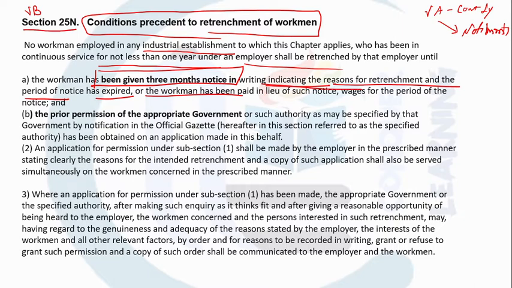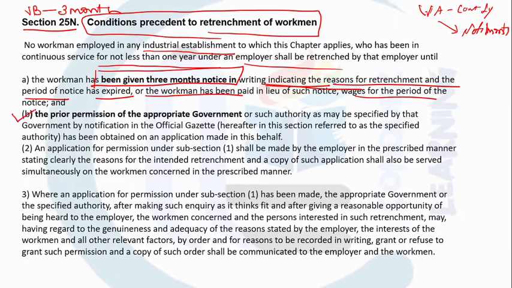So the first thing is that in chapter 5A, it was 1 month notice. In chapter 5B, it is 3 months notice with the clear reasons why they are being retrenched. Second, the workman has to be paid the amount. If you are not giving the notice, you have to pay him the salary. Wages for the period are supposed to be paid.